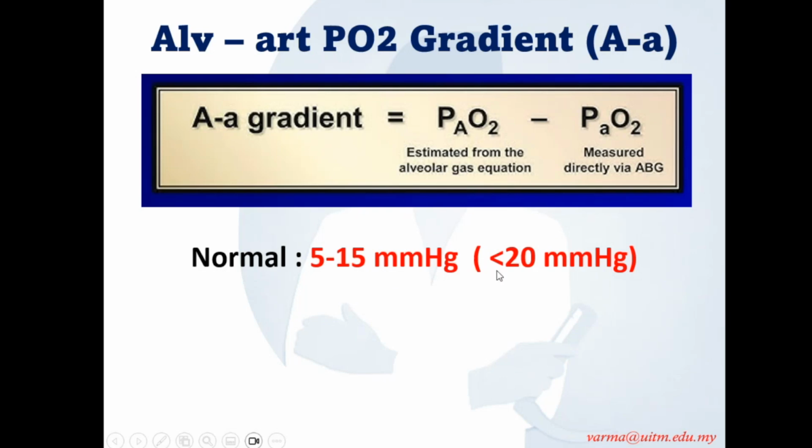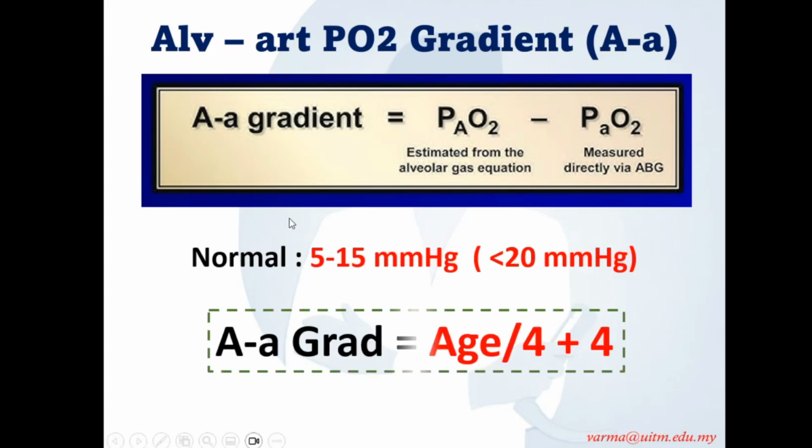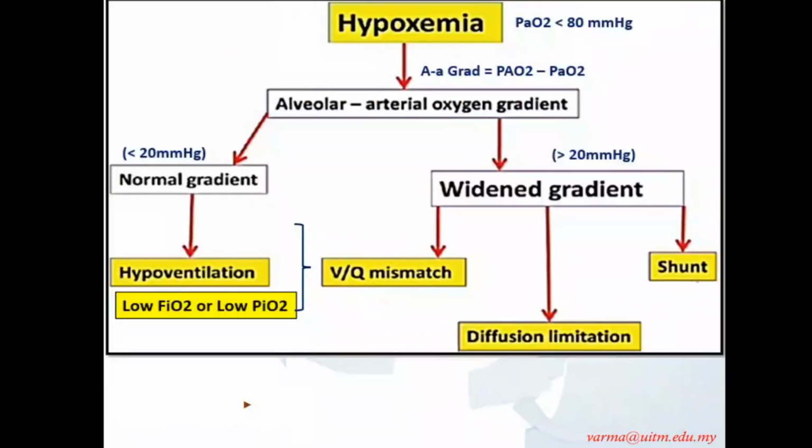We can accept a value of up to less than 20 as normal, because the partial pressure of alveolar oxygen in an ideal situation is 100 millimeter mercury, and I said mild hypoxemia is classified as 80 millimeter mercury and below. So 100 minus 80 is 20. So up to 20 millimeter mercury of AA gradient is acceptable. Any widening of the AA gradient will show there is a certain degree of hypoxemia. The simple calculation for expected AA gradient for age will be age divided by 4 plus 4. This is a bedside calculation. Then we use the concept of AA gradient to identify the causes of hypoxemia.